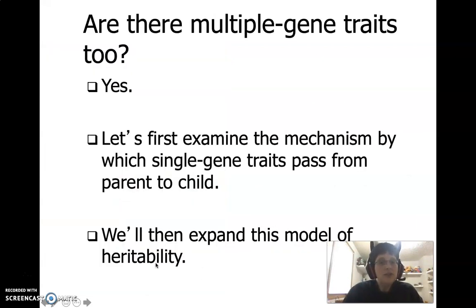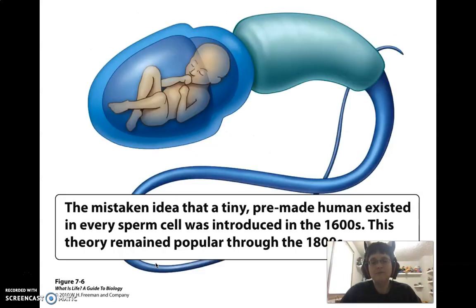Are there multiple gene traits? Yes, there's a lot of them, and that's actually more common in humans than single gene traits. But we're actually going to look at single gene traits that are passing from parent to child because that's easier to understand and follow than multi-gene traits. And then we'll expand from that model to look at exceptions or these multi-gene traits and some of the things that kind of break the rules.